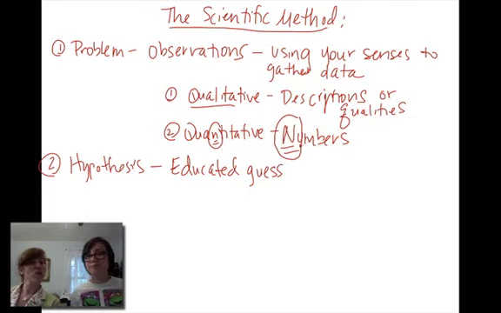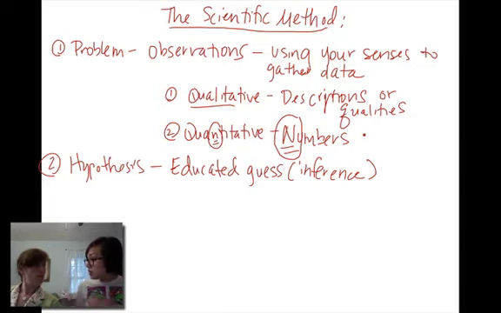So the word inference and hypothesis are sometimes used interchangeably? That's exactly right. And so in your scientific literature, and that's the point here, we want you to be scientifically literate to be able to understand what's going on in scientific journals. If you see inference or if you see hypothesis, they're talking about the same thing.